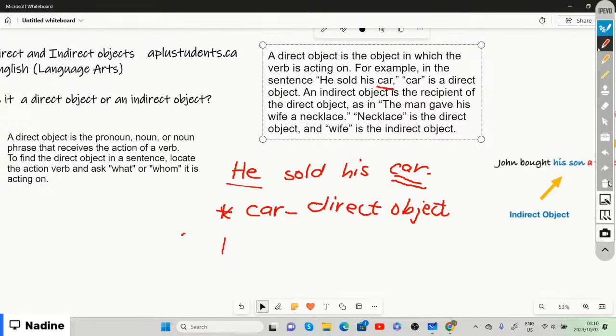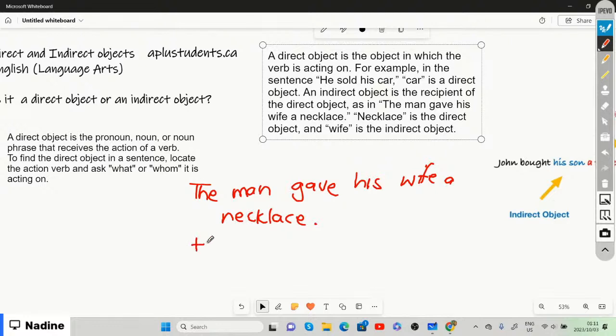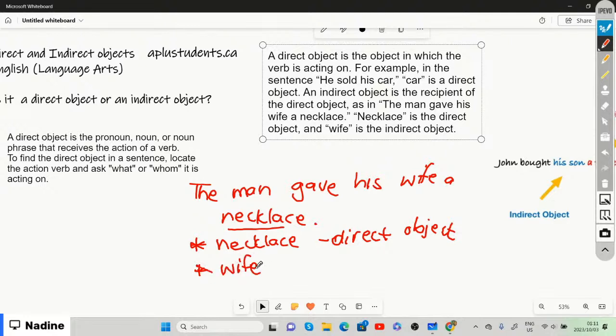If we look at this one, the man gave his wife a necklace, right? We said that the direct object is the necklace. So necklace is the direct object. And then wife, the recipient, is the indirect object.